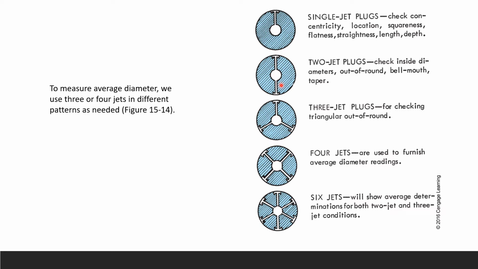Second, with two jets, we're going to check inside diameter, out of round, bell mouth, and taper. With 3 jets, we can check triangular out of round. And 4 jets we use to furnish average diameter readings. 6 jets show average determinations for both the 2 jets and 3 jets conditions.